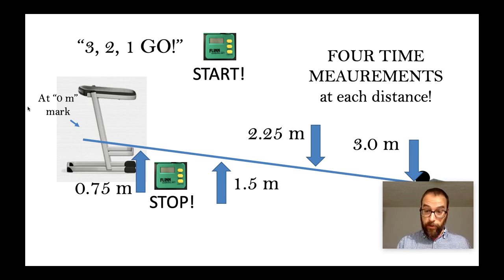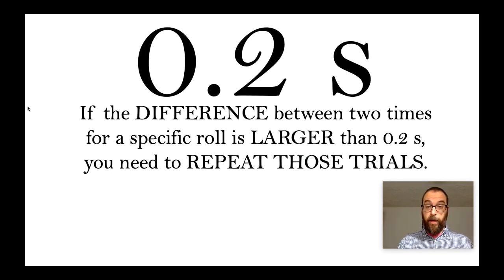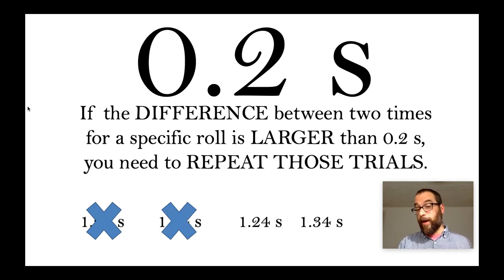Now, as you're doing this, you need to be careful. If you are measuring and the difference between 2 times you take for a single roll is greater than 0.2 seconds, you need to repeat those trials. For example, if you measured 1.24 seconds and the second person measured 1.54 seconds for a single roll, that's 0.3 seconds difference. That's not just uncertainty. That means someone's not timing right. That is an error. You need to throw those trials out and do it again. If you got these 2 times the second time, those differences are only 0.1 seconds, so you can use those trials and move on to your next roll.